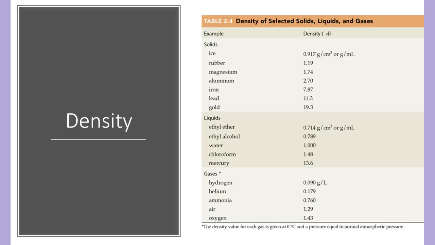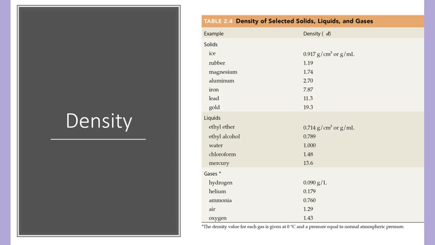Now, if you look at this particular screen, you will notice that there are different density examples based on them being a solid, liquid, or a gas. So if I look at my density substances of solids like ice, rubber, magnesium, iron, gold, lead, notice those values are given in grams per centimeters cube or grams per milliliters. Liquids, same thing, and you have gases. Now, if I were to ask you to rearrange this particular chart, all you would have to do is put the lighter objects on the top and the heavier items based on their density values on the very bottom.